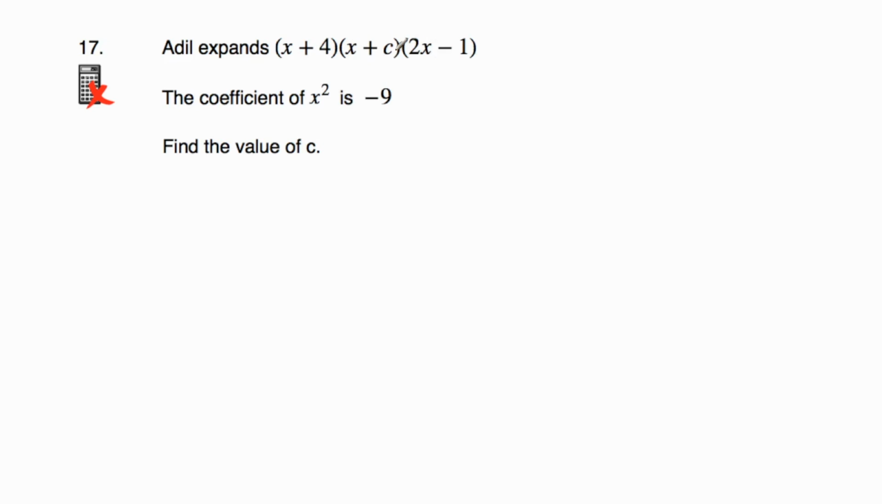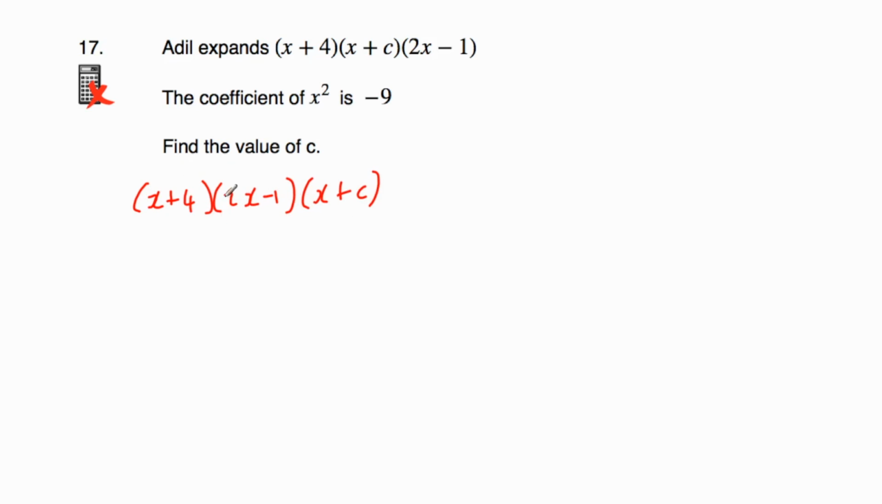And actually, remember, whenever we expand brackets, it doesn't actually matter what order we write them in, because we're multiplying three things together. And whenever you multiply three things together, you can change their order. So what I'm actually going to do is write x plus 4, and then in brackets 2x minus 1, and then x plus c. And I'm just doing that so that I can expand these brackets to begin with, and I know that they're going to simplify, and then I can times it by this one.